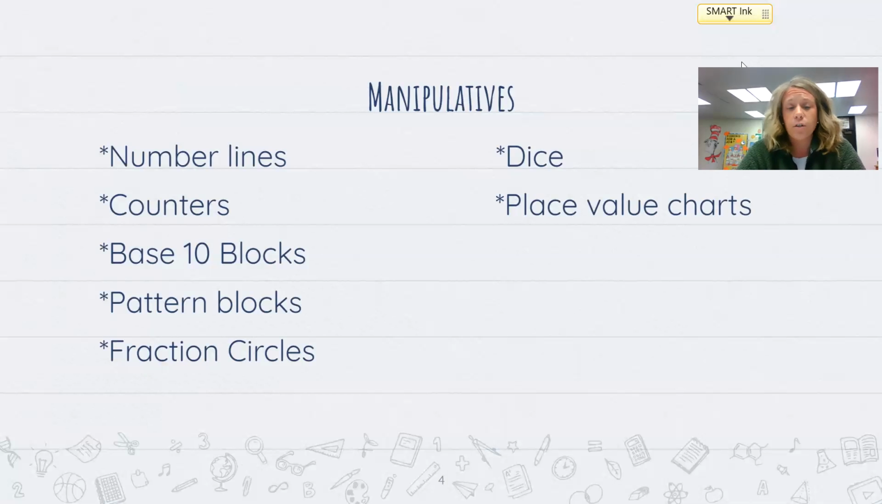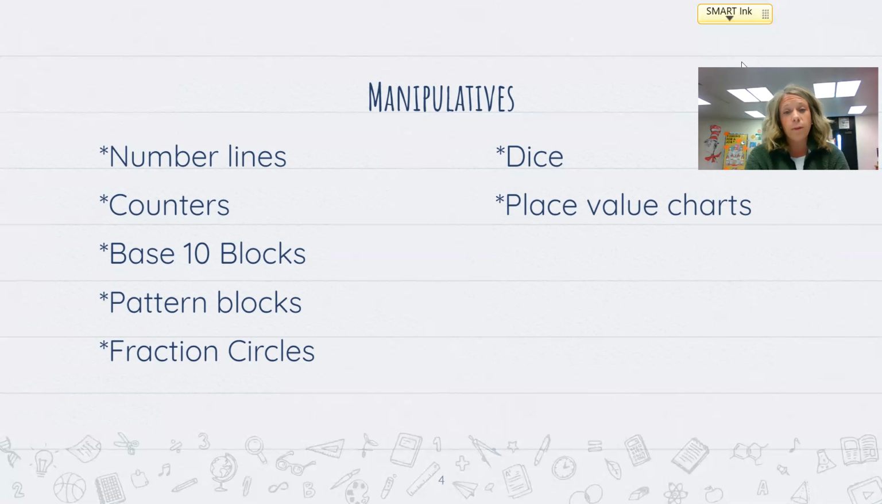Counters can be used in fractions for games, for adding and subtracting. Base 10 blocks will be recognizing place value and also adding, subtracting, multiplying, and dividing. Pattern blocks are very commonly used with geometry units as well as looking at fractions. So if you take a pentagon and then you have 5 triangles, you can then show that a triangle would be 1/5 of a pentagon. And if you don't have fraction circles, that's when you use the pattern blocks.